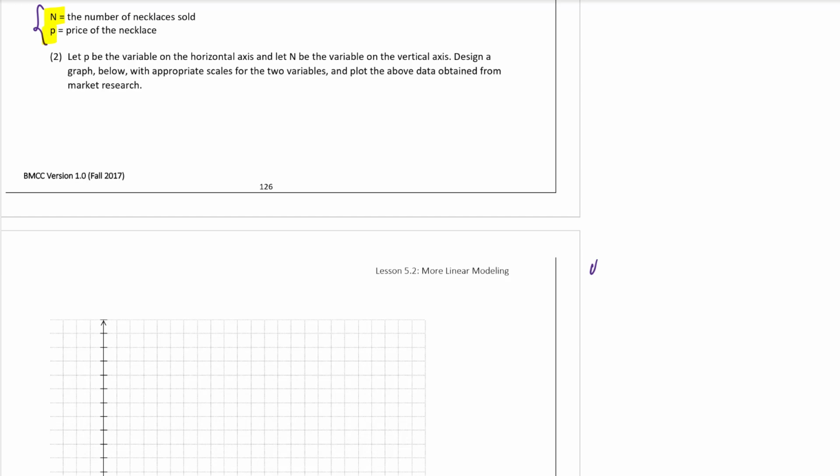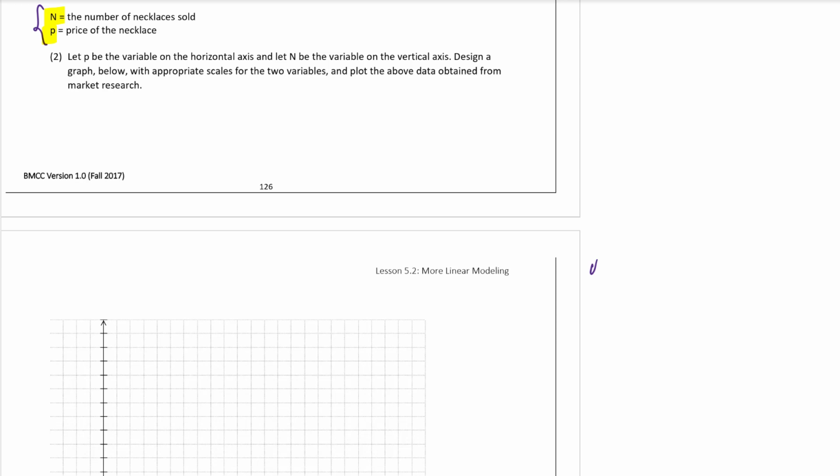Does the price determine the number of, well, let me ask you this way. What depends on what? Does the price depend on the number of necklaces being sold, or the number of necklaces depends on the price? Okay, so which variable here is the independent and which variable here is dependent? What depends on what? I'll give you a moment just to give me an idea of what you feel.